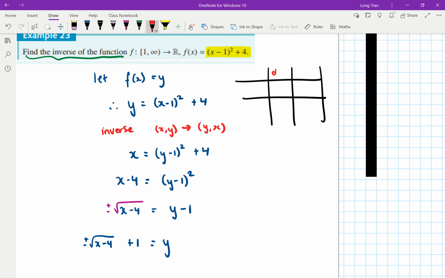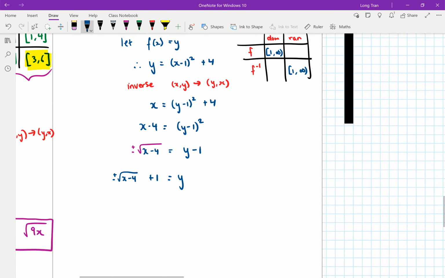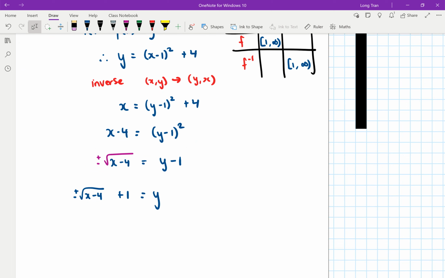So here we go, domain, range, this is the function, this is the inverse. The domain we were given as 1 to infinity, so I know the range of the inverse has to be from 1 to infinity. That's important to know because the inverse function is clearly a square root function. Remember in my previous example, I talked about the square root function. This one is telling me I'm moving to the right by 4 and up by 1. So right by 4, up by 1, I can either have the graph going that way, or I can have the graph going this way.